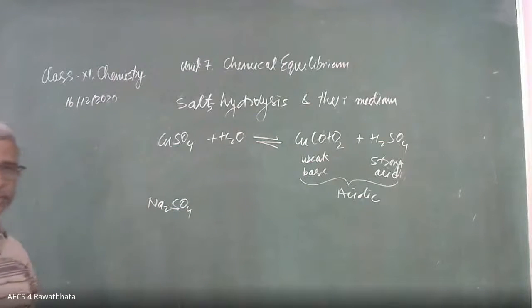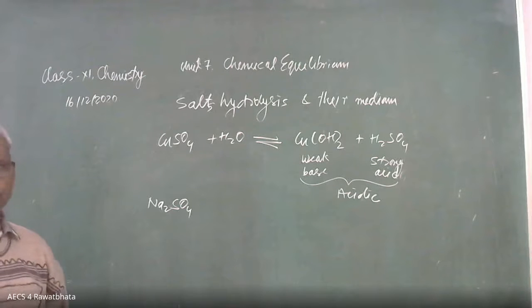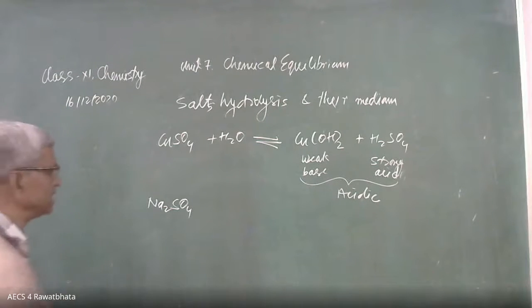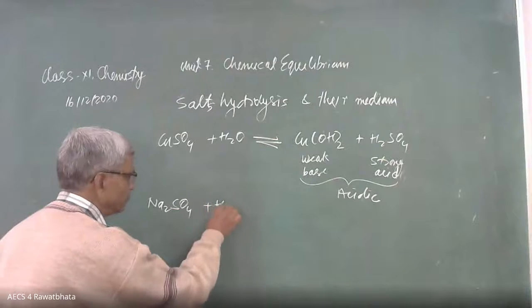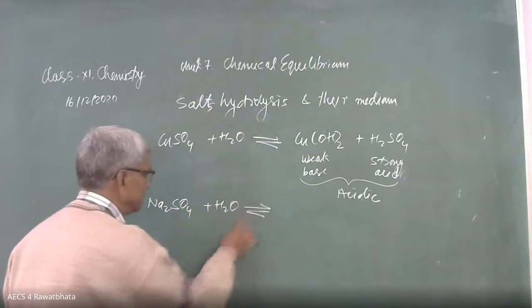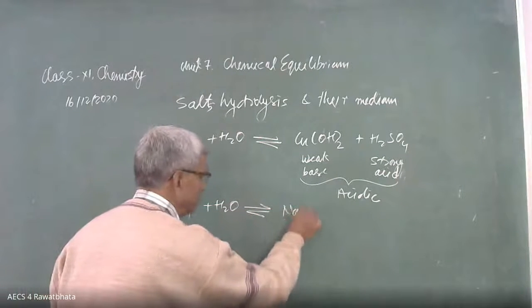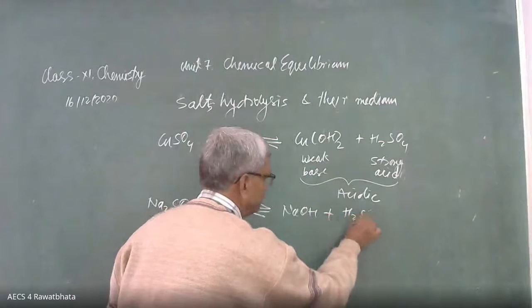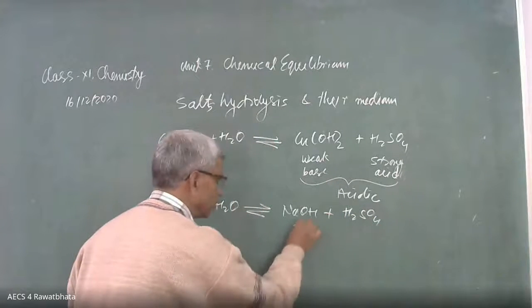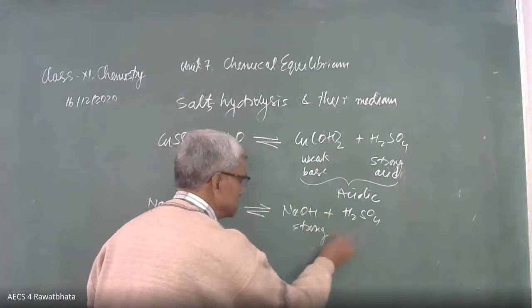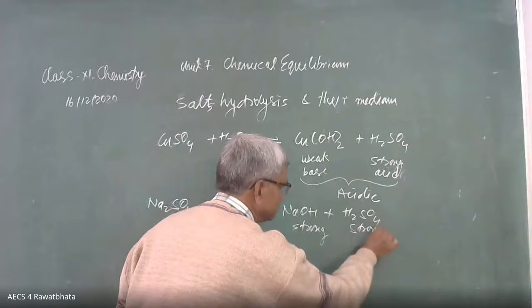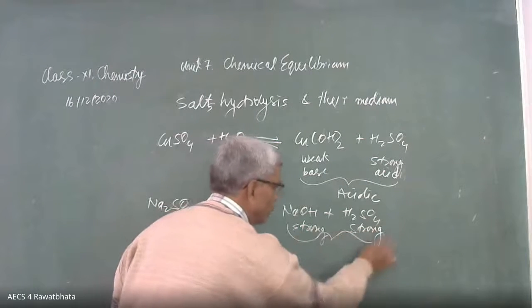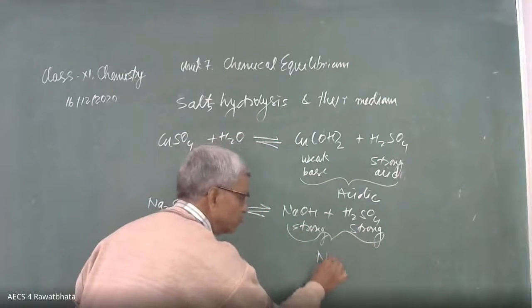Na2SO4, sodium sulfate. Sodium sulfate is a salt. What is the medium of this salt when it is dissolved in water? It dissolves in water, H2O, to form NaOH, sodium hydroxide, plus H2SO4. It is a strong base, and this is also a strong acid, and therefore the overall medium is neutral.